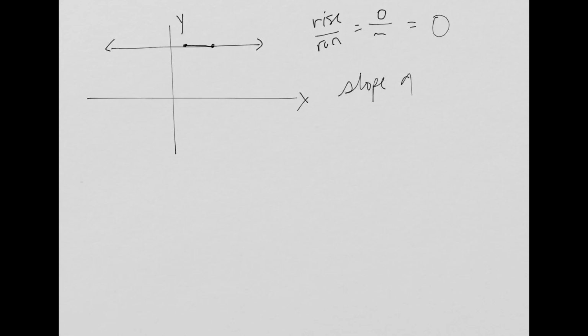Now what about a horizontal line? Here's my x, here's my y. If I go from this point to this point, what's my rise over my run? Well, the rise is 0. It didn't rise at all. I don't know what my run is, but it's definitely not 0 though. So the slope of a horizontal line is 0. So a horizontal line has slope. That slope is 0. A vertical line does not have slope. It's undefined.